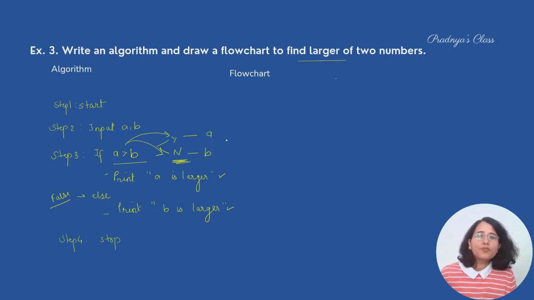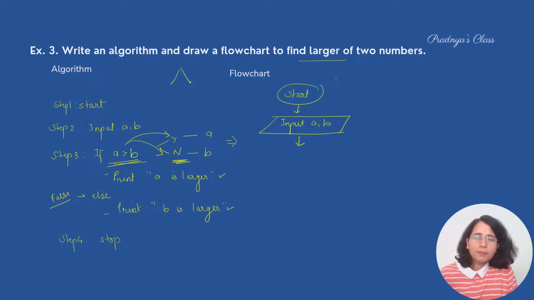Now let's try to draw the flowchart for it. First we have to draw an oval for start, and the next step is input. So for input we need to take a parallelogram. So this is the parallelogram. Okay, now we need to take the decision. For decision making we have the symbol rhombus. It is known as the decision box. So we can draw it.